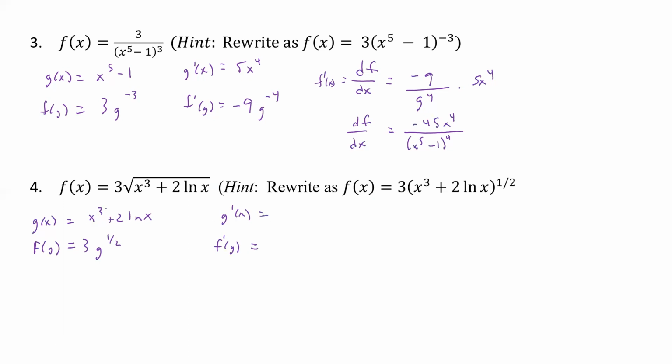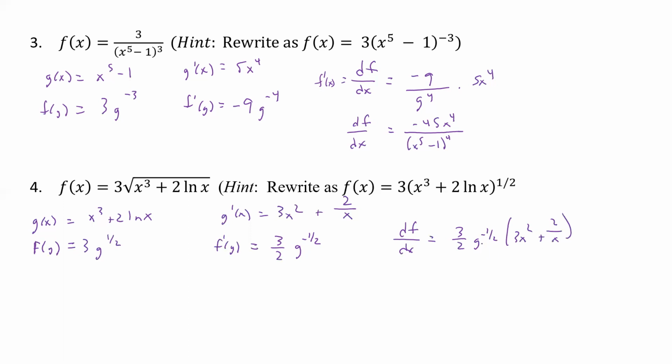Well, the derivative of this, first we'll take that derivative, so that's going to be 3x squared. And we take the derivative of that, that's going to be plus 2 over x. Okay. Now, this one, that's going to give us half of 3, so that's going to give us 3 halves, and then it's going to be g to the negative 1/2. Okay, so that gives us that. Now, what do we do? Well, we do like we've been doing, we multiply those two together. So we get df dx is equal to, and now we take 3 halves g to the negative 1/2, and then times 3x squared plus 2 over x.